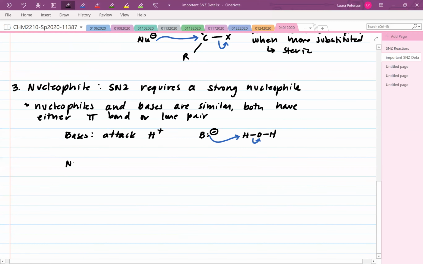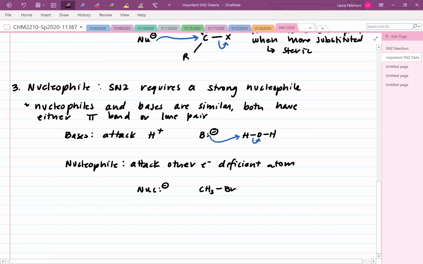Okay, so let's consider what a nucleophile is then. A nucleophile would attack something else. We'll generally say that nucleophiles attack other electron deficient atoms, usually carbon for our purposes. For example, if it was an SN2 reaction, we could use a nucleophile now and react that with methyl bromide. The carbon of methyl bromide is electron deficient because of the dipole, the electronegativity difference between carbon and bromine. So the nucleophile is going to give up its electrons and attack the carbon, and the leaving group is going to leave. Notice how those two mechanisms are similar.